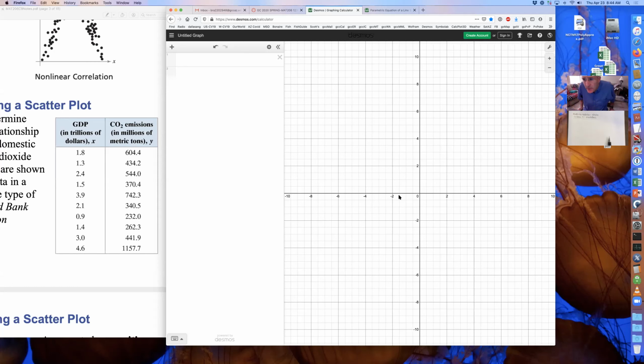If that's a little bit more convenient, you're going to put the X's in list 1 and the Y's in list 2. And for us, we need a table. So we're going to go under this plus sign right here, and we're going to say add a table. Now, by default, it calls it X sub 1 and Y sub 1. If you want to rename that GDP and CO2, you certainly can. I usually just leave it the default. And then our first task is to put this data in.